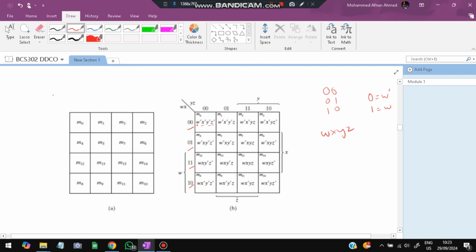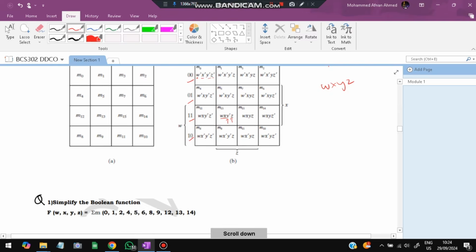Now take a random one here. Take this one. Here it is 1101. So 11 means w x will be written as such, and 01 means y will be here with a bar, and z will be 1 here. So this is how you write in terms of the variables, the in terms.